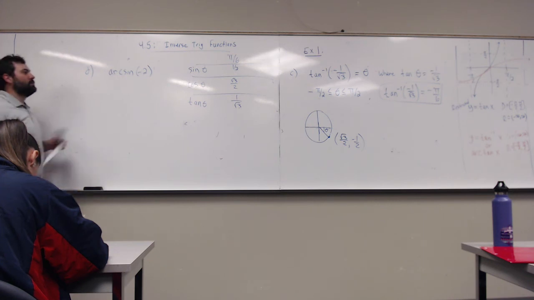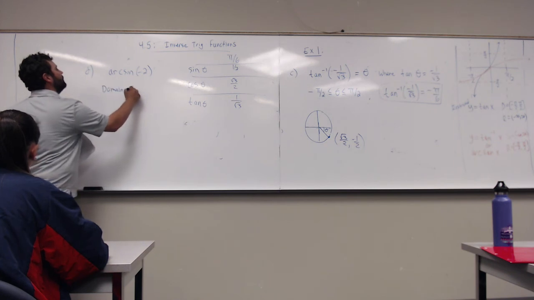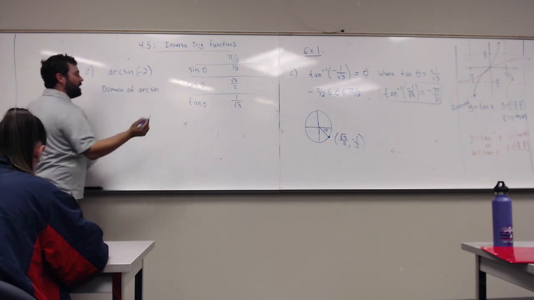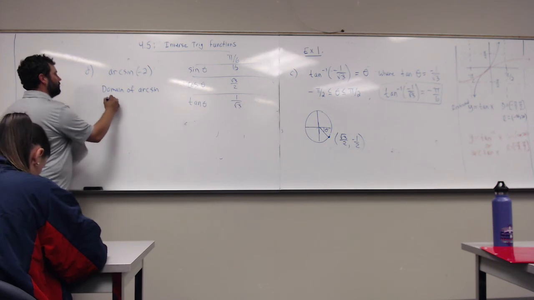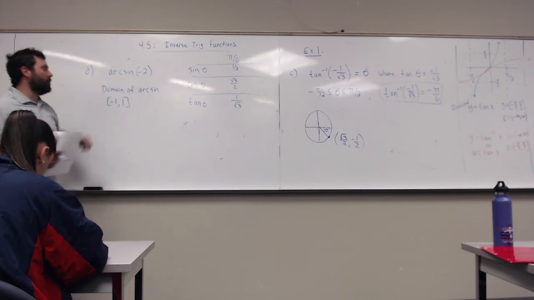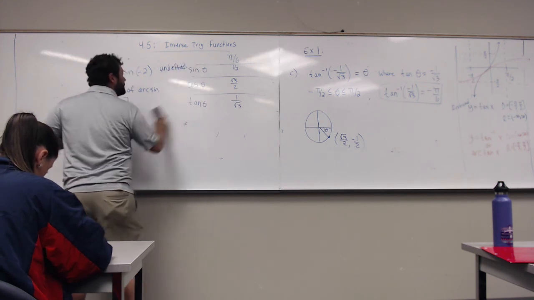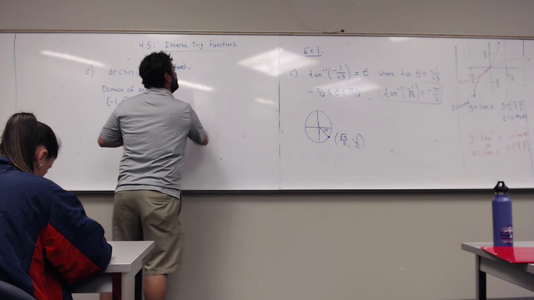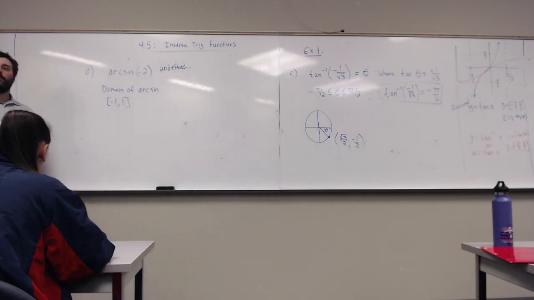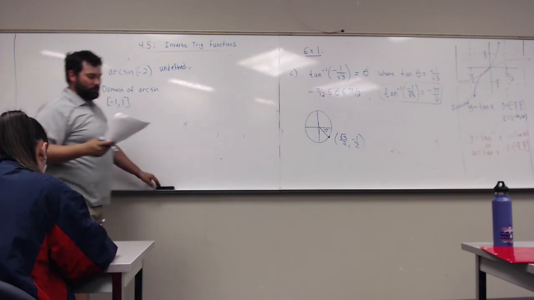Okay, we'll go back to the domain and range of arcsine. The range is minus pi over 2 to pi over 2, but the domain of arcsine is minus 1 to 1. So negative 2 is not in the domain, so this is undefined. Make sure you're looking for that on your homework. Some of the problems will try to trip you up by plugging something into an inverse trig function that's not in the domain. Okay. So there's no work to be done there.